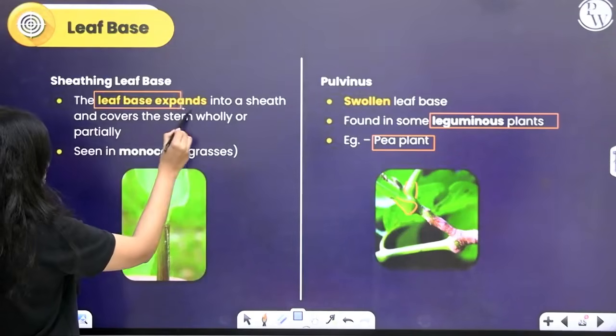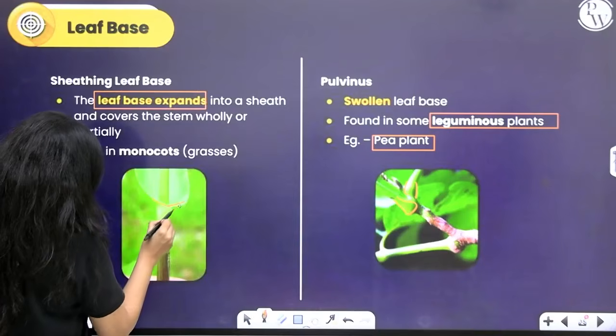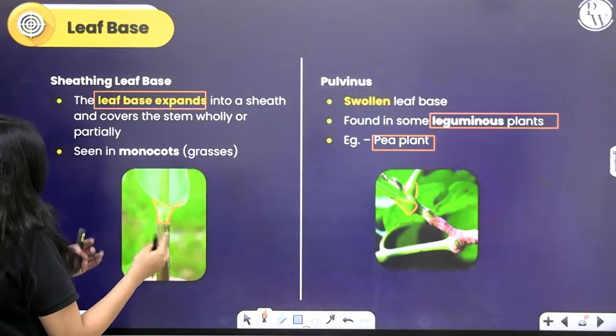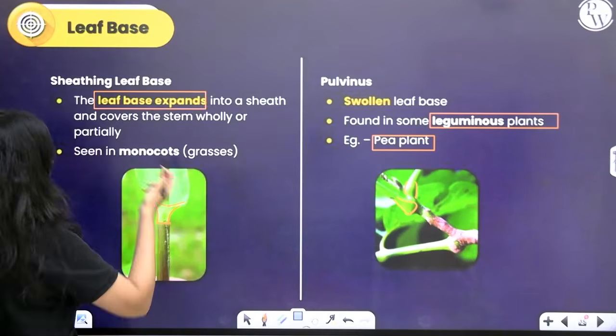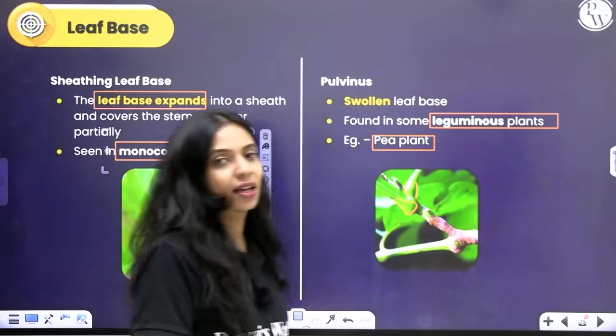So the leaf base is not normal, it will expand a little bit, and as you can see in this case, it has completely covered the stem. Sometimes it may partially cover the stem. So we call that sheathing leaf base. You can see this in the case of monocots like sugarcane, maize and all of that.